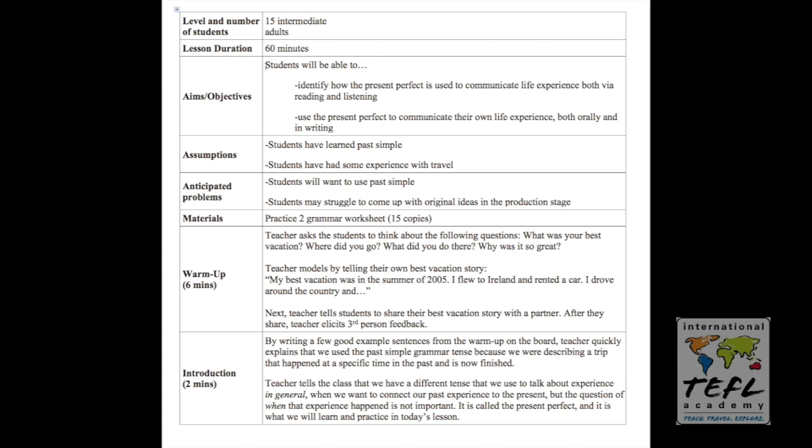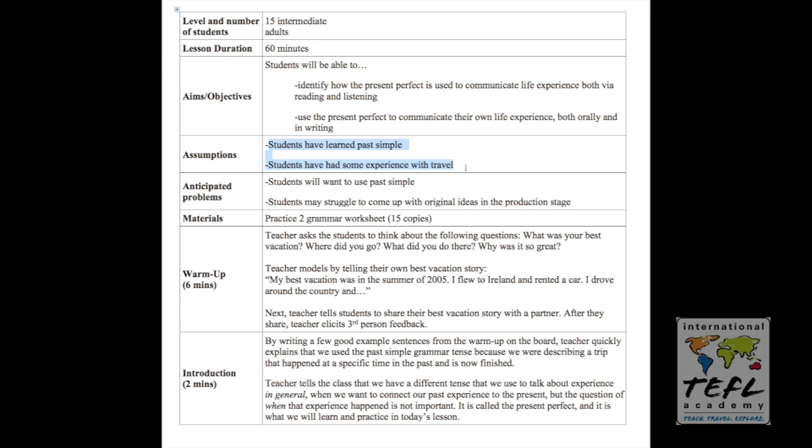Our aims and objectives, this is really important, of course. By the end of the lesson, the students will be able to identify how the present perfect is used to communicate life experience, both via reading and listening, and use the present perfect to communicate their own life experience both orally and in writing. And so you note here we have language objectives, pretty simple, the grammar, the present perfect, and we also have skill objectives. They're going to be doing a little bit of all four of the skills: reading, writing, listening, and speaking. And I think all good lessons do a little bit of all of those skills, even if they focus on one of them for the majority of the lesson.